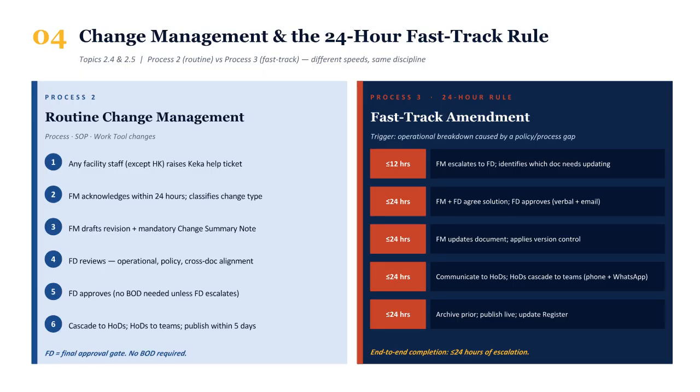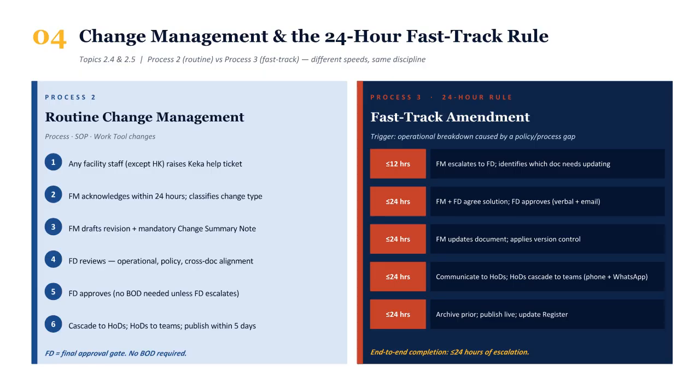Now, Process 3 is the fast-track route, and it has one rule: 24 hours, end to end. Use Process 3 only when there is a confirmed operational breakdown caused by a policy or process gap. For example, housekeeping not performing because an SOP is unclear, or a vendor entering without a permit to work because the PTW step was missing.